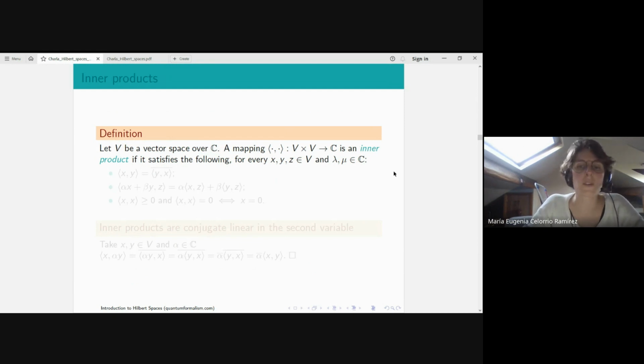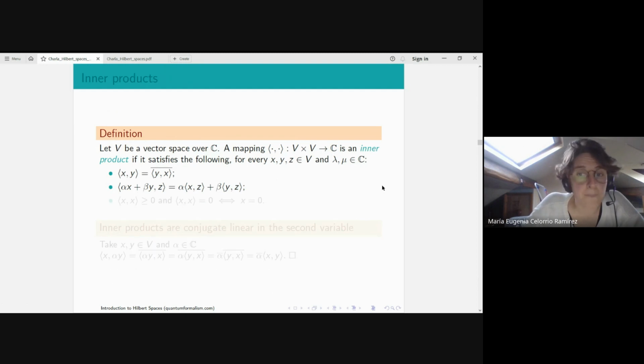So we have a vector space over the complex numbers, and we have a mapping that takes two elements of the vector space, does something, and we end up in the complex numbers. We say this mapping is an inner product if it satisfies three things. For any two vectors, the inner product of x and y is the same as the inner product of y and x, taking the complex conjugate. Remember, we are finishing in C, so we can take the complex conjugate there.